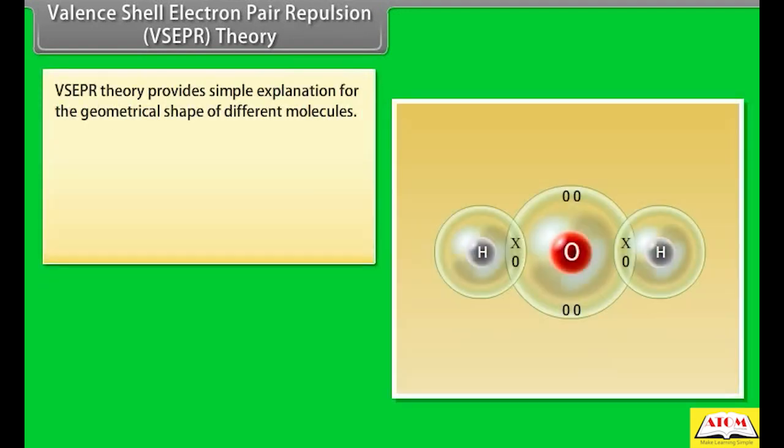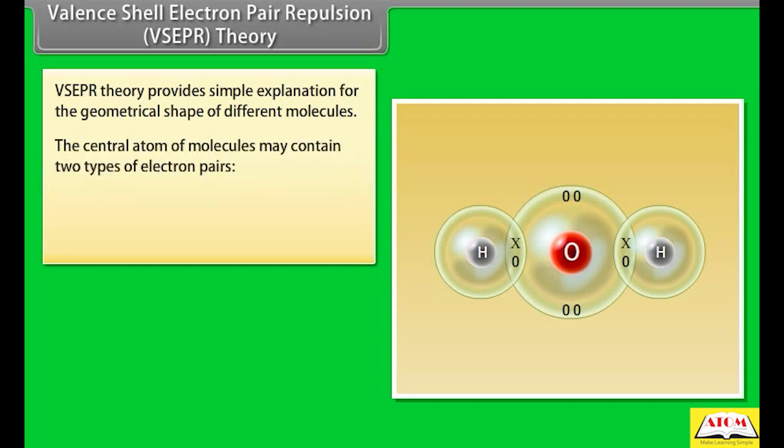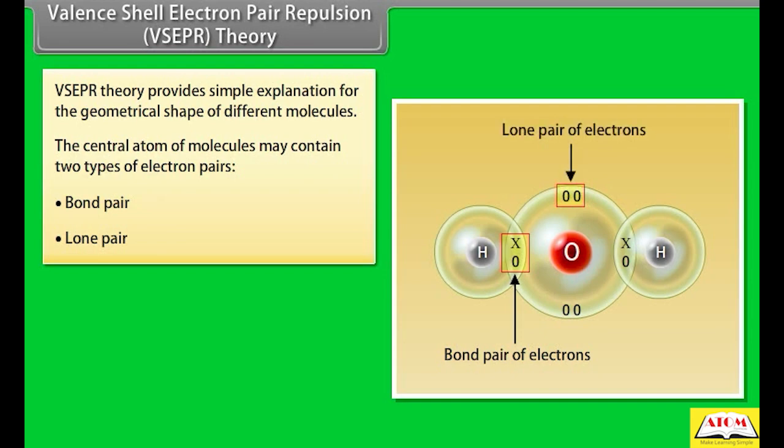Valence shell electron pair repulsion, VSEPR theory. VSEPR theory provides simple explanation for the geometrical shape of different molecules. The central atom of molecules may contain two types of electron pairs. They are bond pair and lone pair.